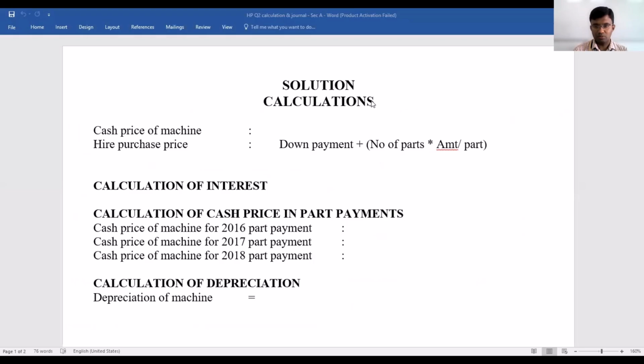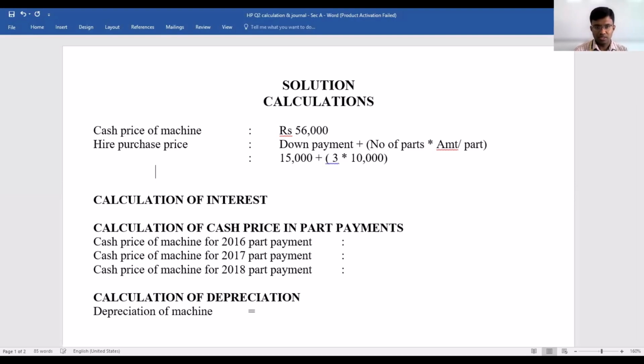Let's look at the cash price. How much is the cash price? Cash price is 56,000. So cash price of the machine is 56,000. Then let's look at the down payment. Down payment is 15,000. Now, how do we know this is down payment? 15,000 is the amount that has been paid at the time of signing the agreement, and then the balance amount is paid in 3 installments. 3 installments is a 3-part payment, and then the amount per part is rupees 10,000.